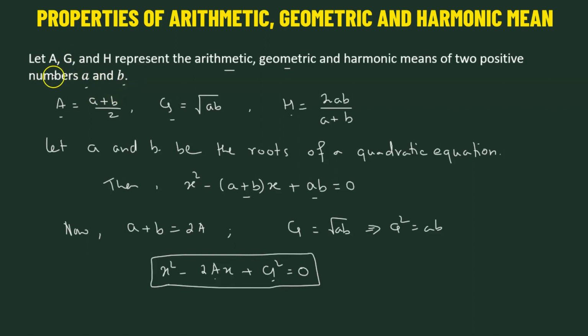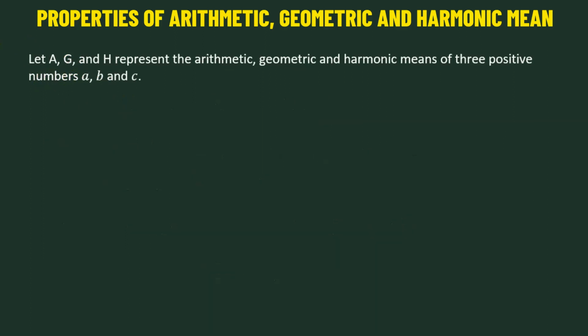Okay. Now what if we have three positive numbers? So this time we have three positive numbers A, B, and C, and A is the arithmetic mean, G is the geometric mean, and H is the harmonic mean. Then immediately we can say that the arithmetic mean of these three numbers will be simply their sum, A plus B plus C, divided by 3. Then we can define the geometric mean as the product of A, B, and C, but this time we'll have to take the cube root instead of the square root, since we have three numbers.